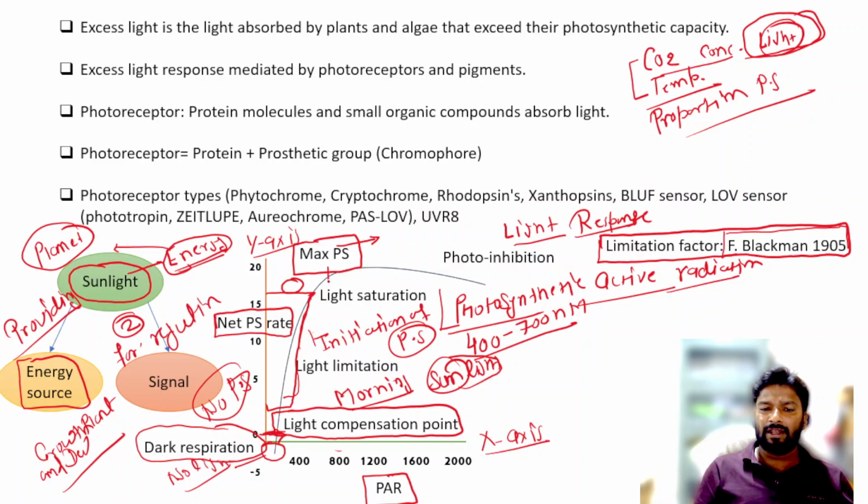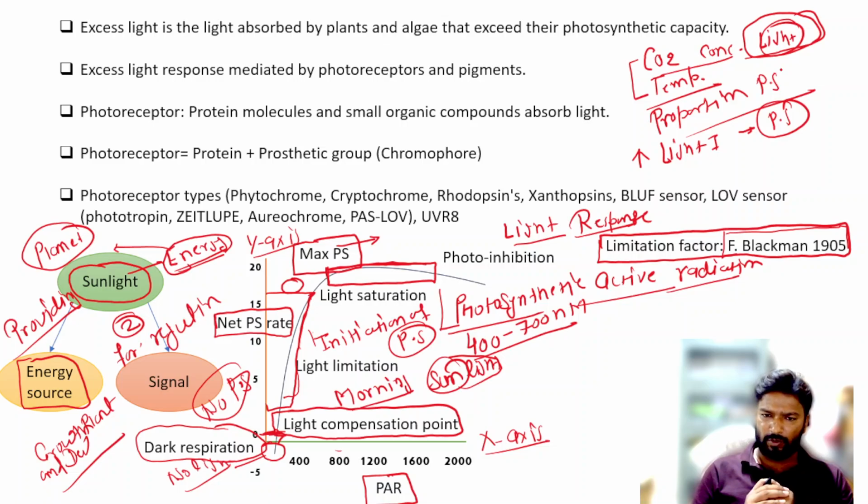Then there is the light saturation point. So friends, this is known as the light saturation point. Means at this point, if you increase the light intensity, there is no increase in the photosynthetic rate, okay. Means all the chlorophyll present in the plant is in a saturated condition, so there is no increase in photosynthesis.